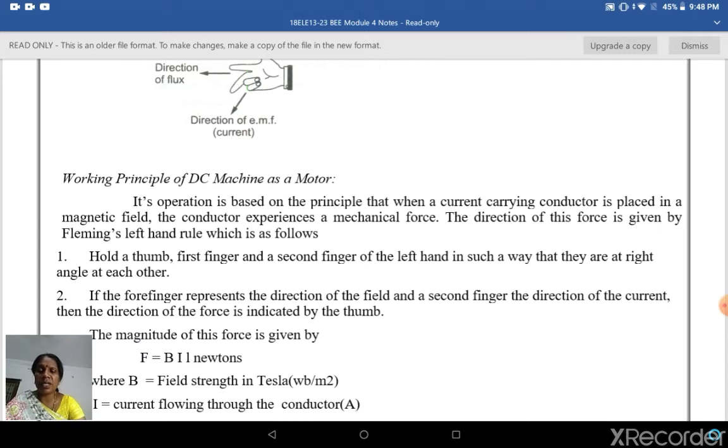But in contrast to that, when a coil is placed inside a magnetic field and electrical input is given, that is, when voltage is applied to the coil, the input is electrical. The coil experiences a twisting force that makes it rotate. So the input is electrical energy and the output is the rotation of the armature. This kind of working principle or mechanism is what we call a motor.